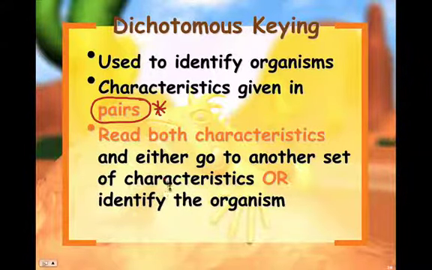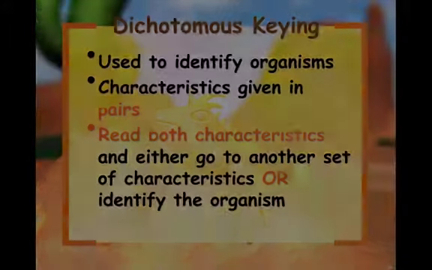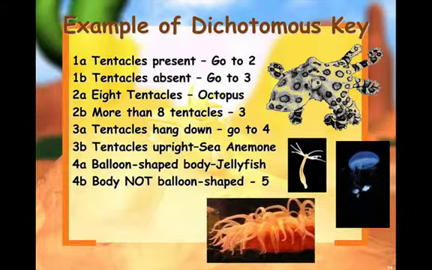And when we actually read a dichotomous key, we need to distinguish between those pairs and then either move on to another set of characteristics, or we're able to identify an organism. The next slide is going to give you an example of a dichotomous key. So if we look at one of these unknown organisms that are off here to our right, for example, we look at this particular organism.